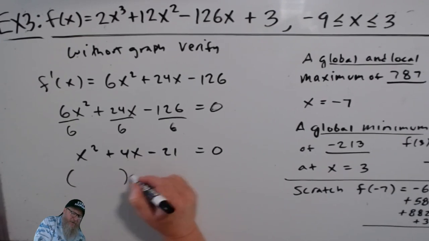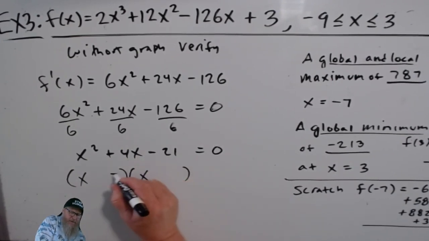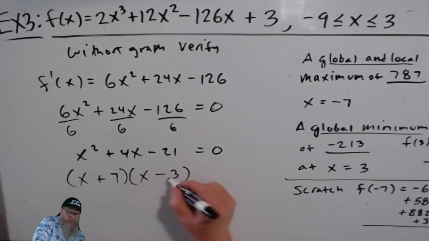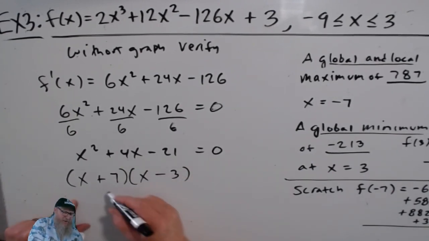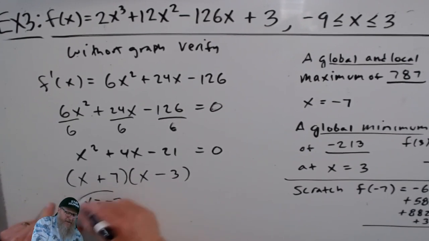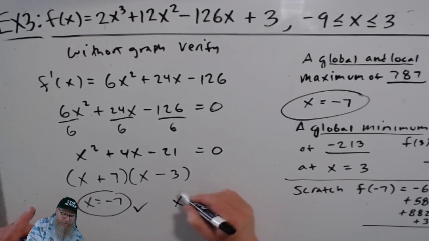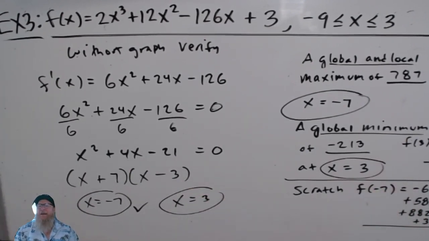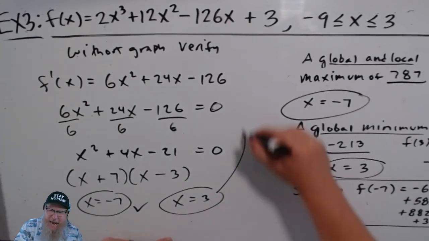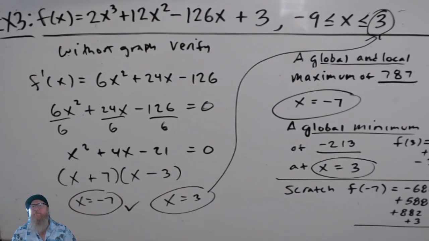Then I would factor this. X plus 7, x minus 3. And so I get x equals negative 7. Check. That's this point here. And then x equals 3. That's this point here. Now, because it's an endpoint, it doesn't get the title local minimum.